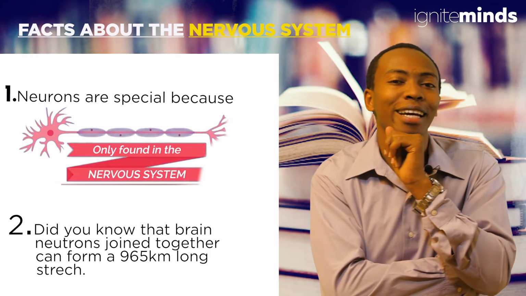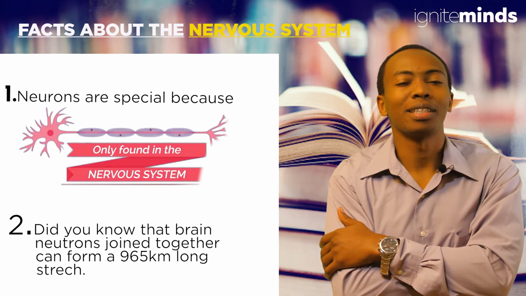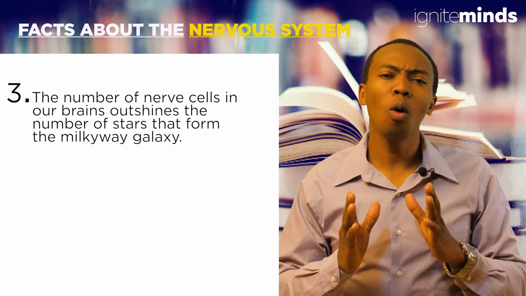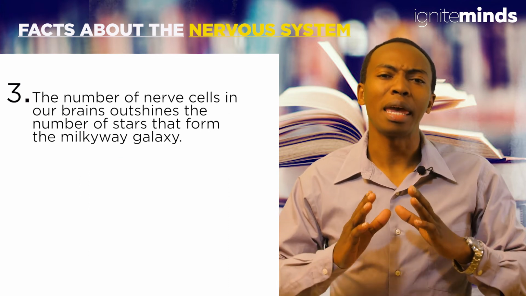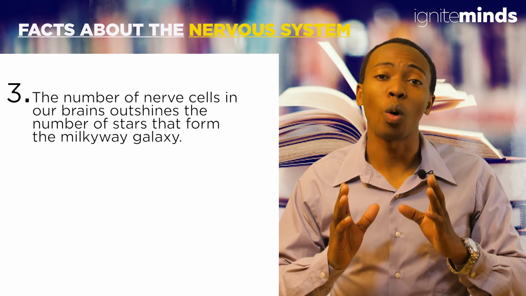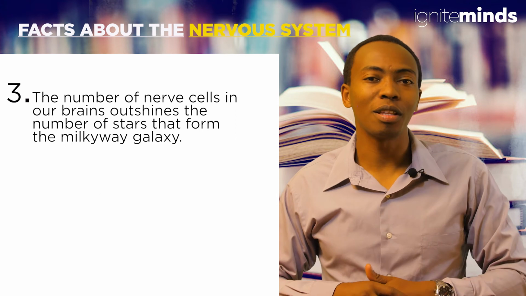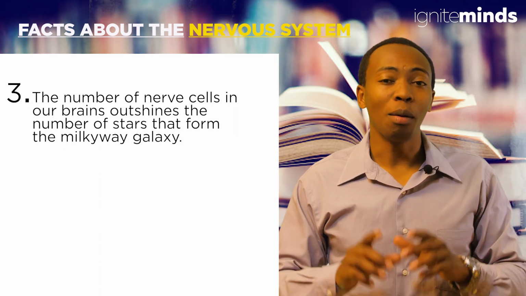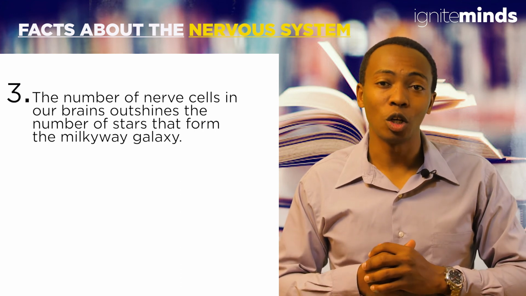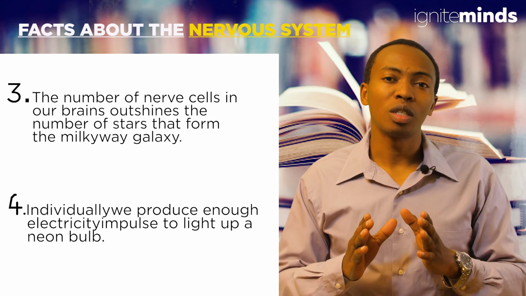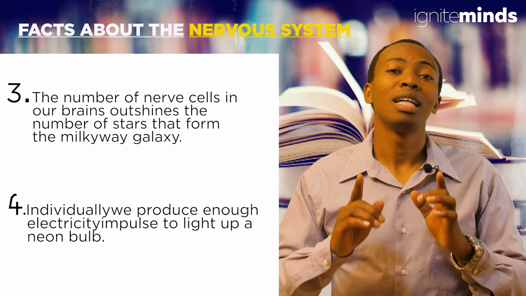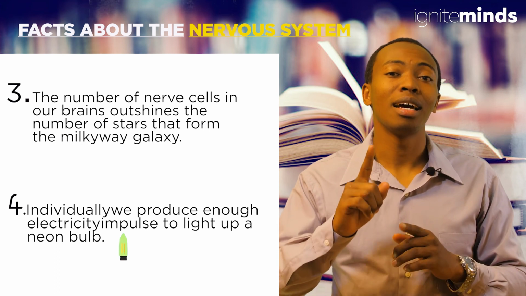You're surprised just like I am. Now, the last fun fact that I'm going to tell you of today is that there are so many nerve cells in our brains, more than the stars in the Milky Way galaxy. Those are some of the things to go and think about. Now, I'm going to leave you with this last fun fact about the neurons. Individually, they produce enough electric impulse to light a neon bulb.